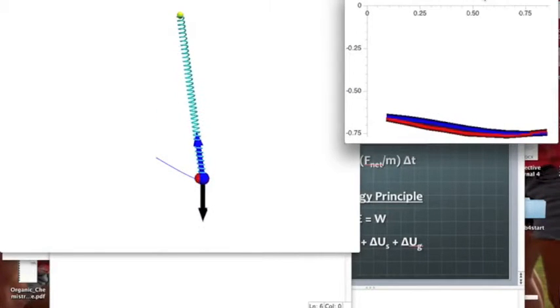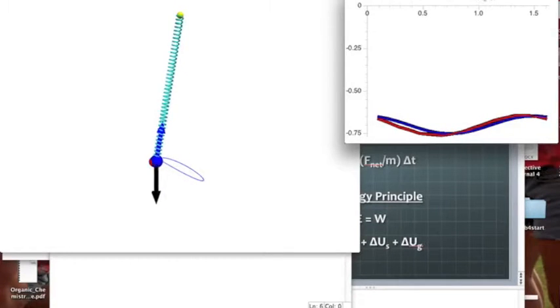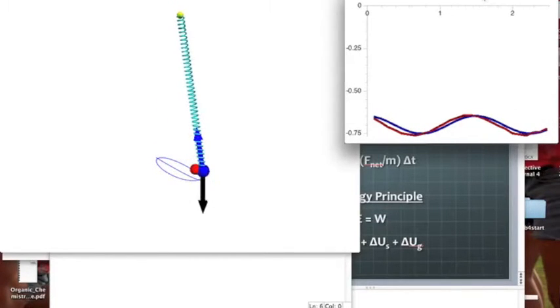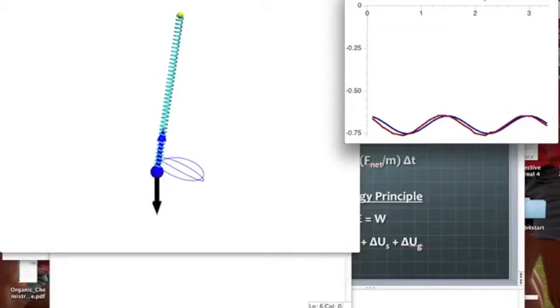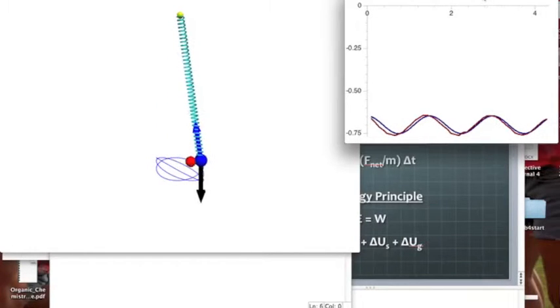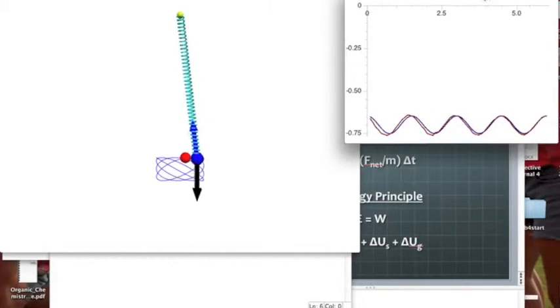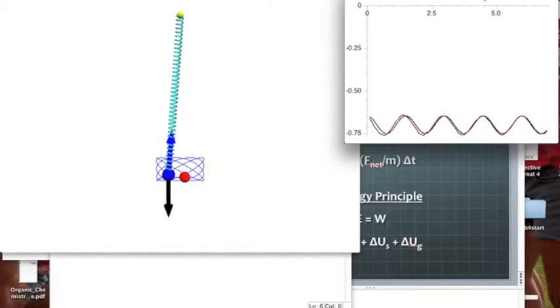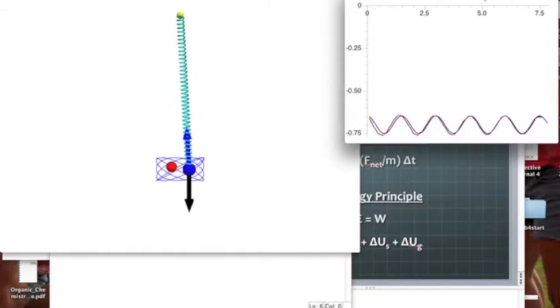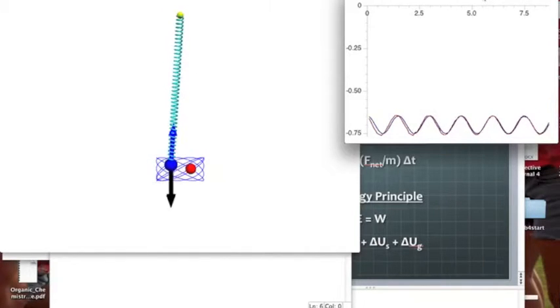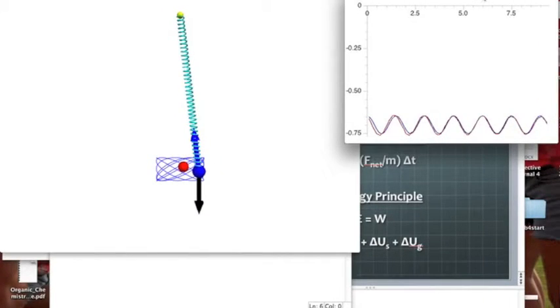The red ball is the data from Tracker, while the blue is the computational model. The black arrow is the force of gravity, while the blue is the tension force. The graph shows the position in the y of the two models. They are relatively close, which means my model is good at predicting the motion. Error could have been due to drag in the real model and the rounding of numbers.